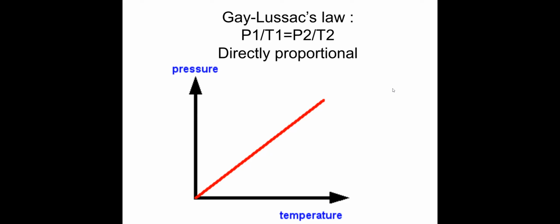So the ideal gas law can be further broken down into three components. And in each one of these components, one of the variables will be constant. So Gay-Lussac's law is basically pressure 1 divided by temperature 1 is equal to pressure 2 divided by temperature 2. So pressure and temperature are directly proportional. That means that as one goes up, the other also goes up. As one goes down, the other also goes down. And in this equation, you notice that volume is missing because volume is assumed to be constant.